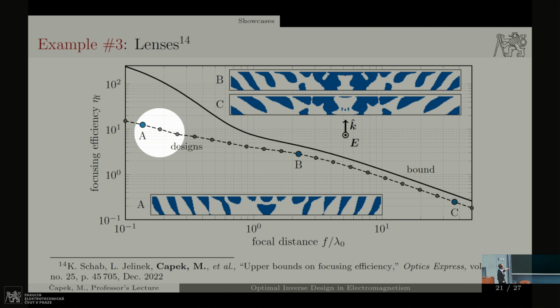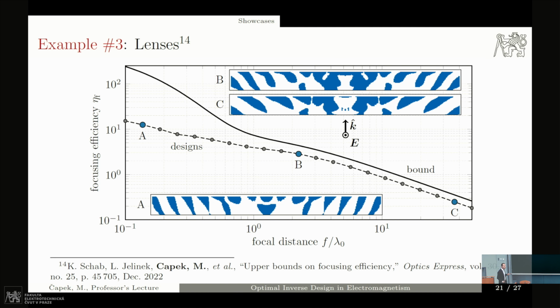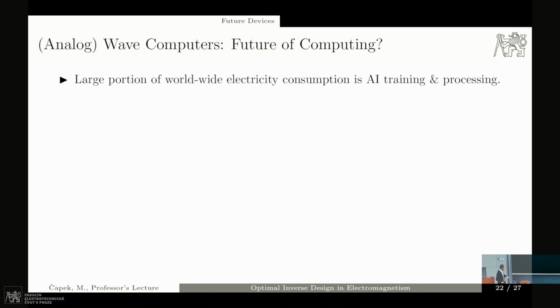These marks, the circle marks, are our designs, and you can see how they look like. I would consider them as beautiful shapes. They are very smooth. They are distributing the field into locations where you need it to focus it again, and into the focal point, and that's what the algorithm does.